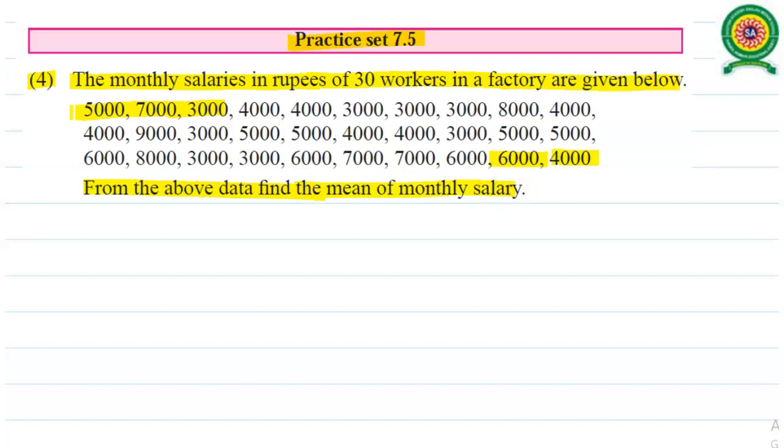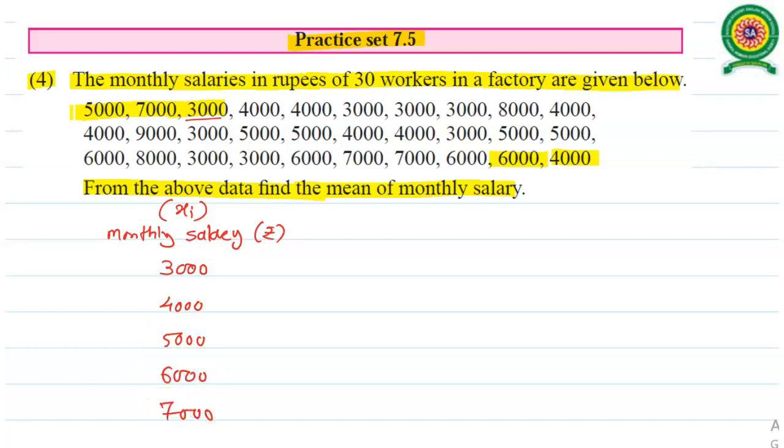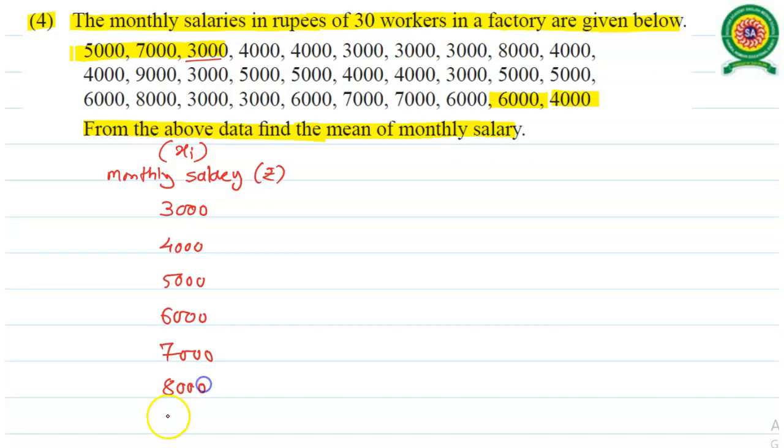So we are preparing the table. The first column stands for the monthly salary in rupees that is given. Those are the xi values. The least monthly salary is 3,000. Next to it we have 4,000, next 5,000, then 6,000, then 7,000, then 8,000, and the maximum salary is 9,000 rupees monthly. Now we are preparing the next column for the number of workers.